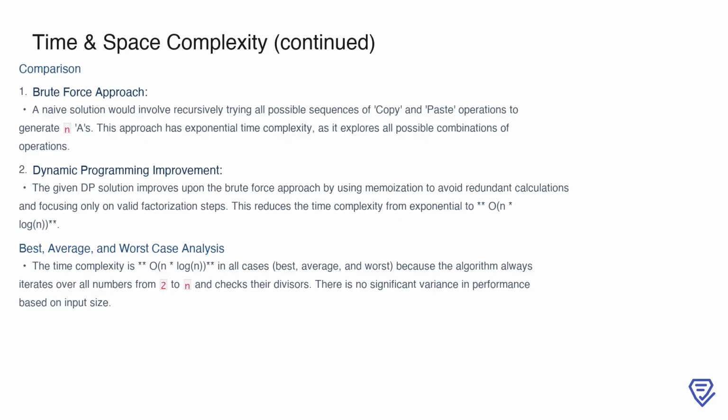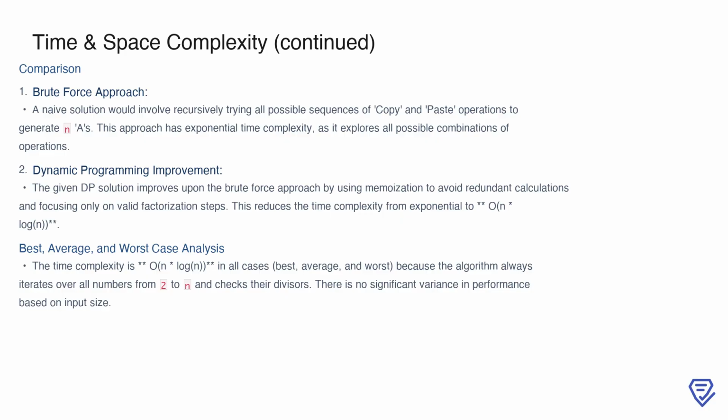A naive method would try all possible sequences of copy and paste operations to generate n A's. This approach has exponential time complexity because it explores every possible combination of operations, making it highly inefficient for large n. In contrast, the dynamic programming solution improves significantly upon the brute force method by leveraging memoization. Instead of exploring every sequence, it focuses only on valid factorization steps, reducing the time complexity to O(n log n).